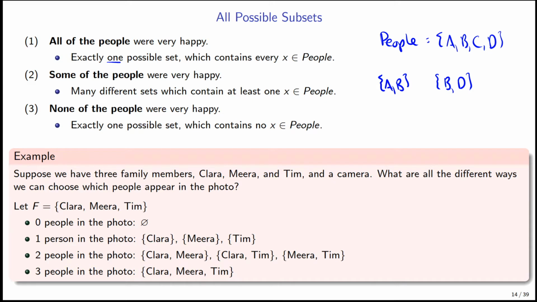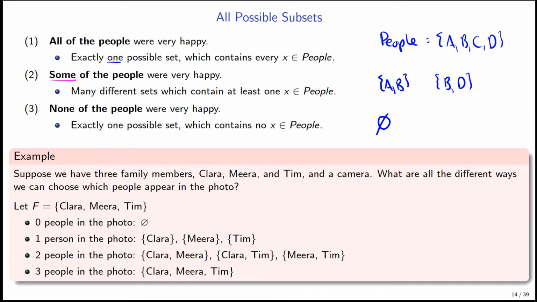Now, what if we say none of the people were very happy? Well, there's exactly one possible set we can refer to here, and that's the set that has no people in it. So this would be the empty set. We can see here with a very brief example how different subjects, different noun phrases, can correspond to different sets of people. Now, our particular focus here is this some.